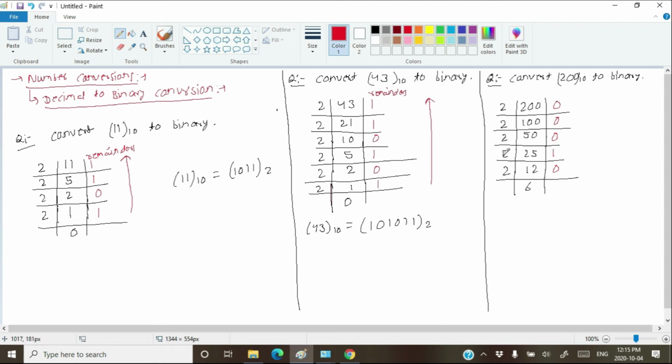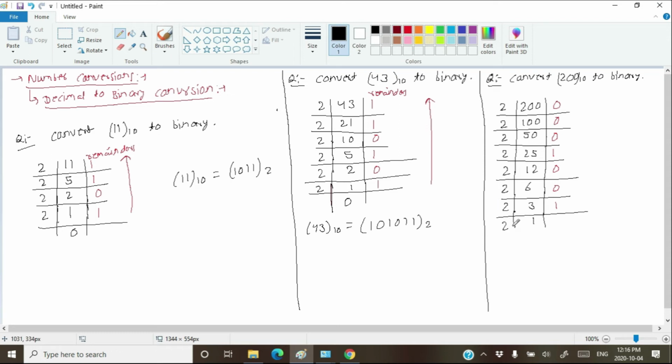1 as the remainder, because 12 to the 24 and you have 1 remaining. Now, when you divide 6 by 2, you will get 3 as the quotient and 0 as the remainder. When you divide 3 by 2, you will get, tell me what? You will get 1 as the quotient and 1 as the remainder.